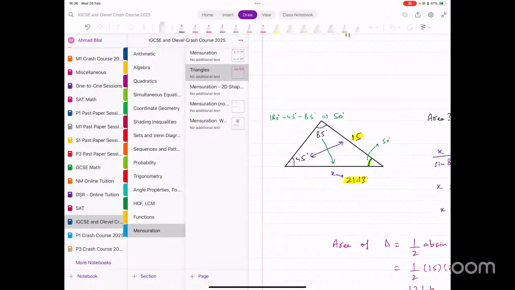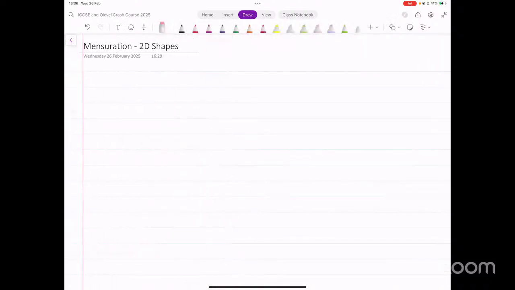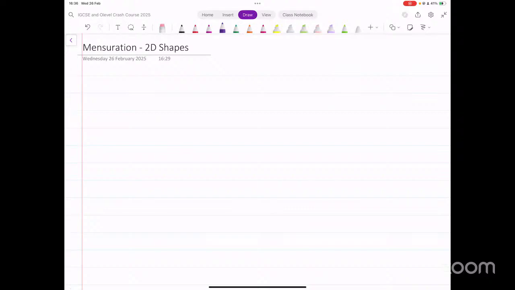In two-dimensional figures, this is one that you will see quite often, triangles, but you will see other types of figures as well. And you would have to find the areas of those figures in 2D shapes. And the second thing that you would have to do would be to find their perimeter. So you'll need to find two things for two-dimensional shapes: the areas and the perimeter.